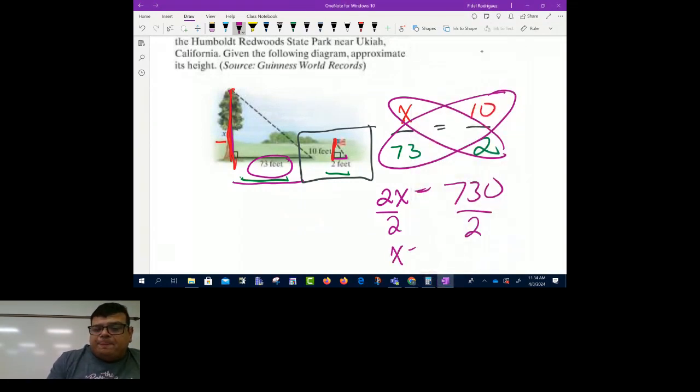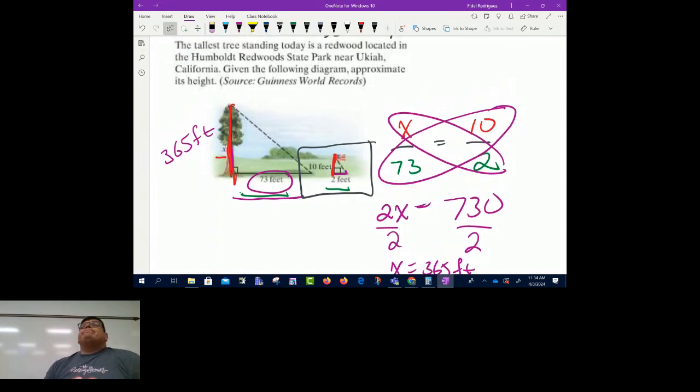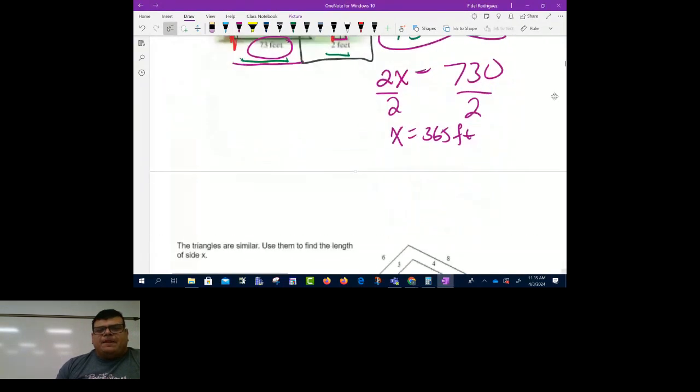365. So, y'all, that tree is 365 feet tall. Is that pretty tall? You know why? It's the tallest tree, right? It's the tallest tree. Good. So, guys, there you go, right? But you see how these problems are kind of the same thing as the ratio and proportion, right?